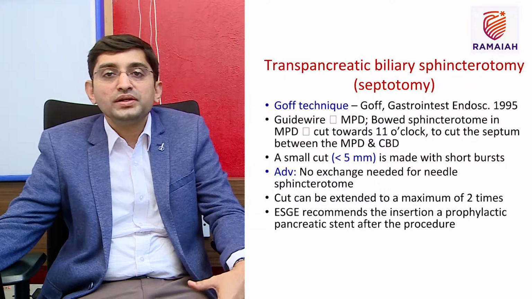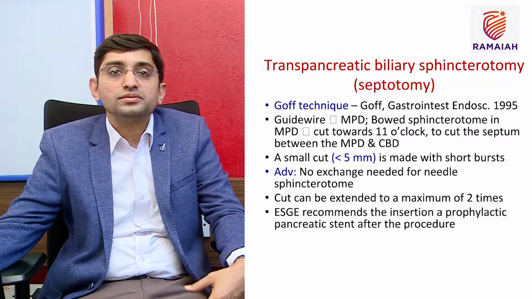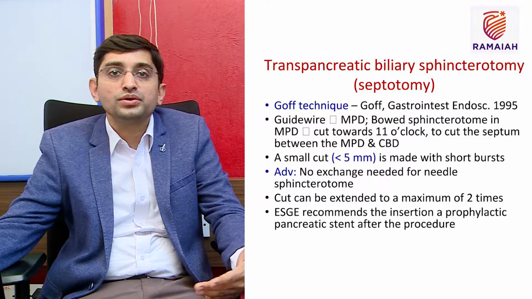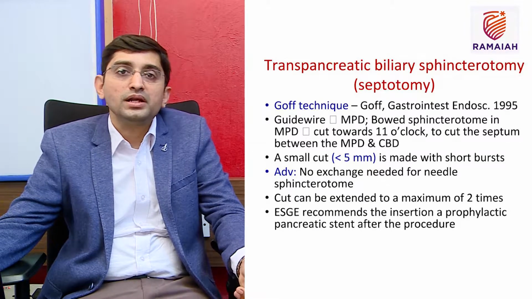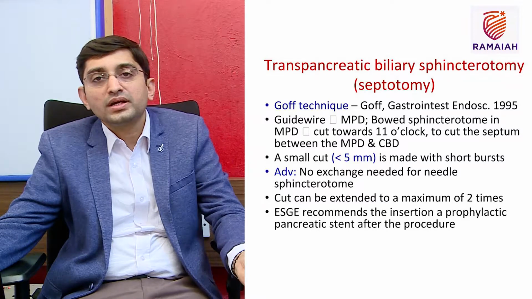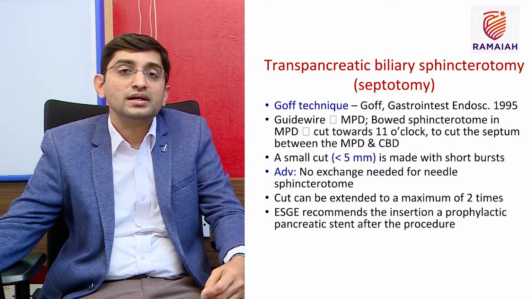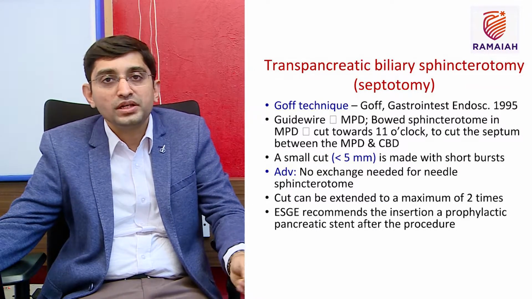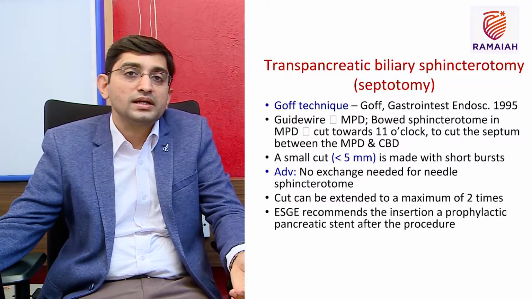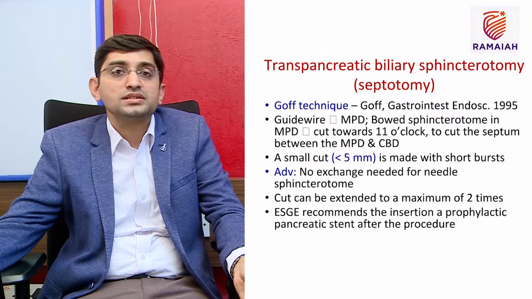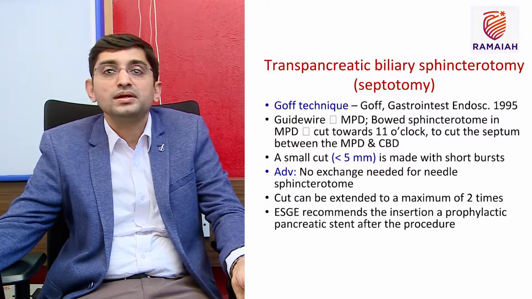We always use a small cut, like a 5 mm cut, and it is made in a short burst. The advantage is we need not exchange the sphincterotomy. Within the same sphincterotomy, we use a transpancreatic sphincterotomy, such that once you cut 5 mm, we can place a pancreatic stent according to ESGE recommendation. We need to always place a prophylactic pancreatic stent, because otherwise the pancreatic sphincter can go into spasm and post ERC pancreatitis might be much higher.